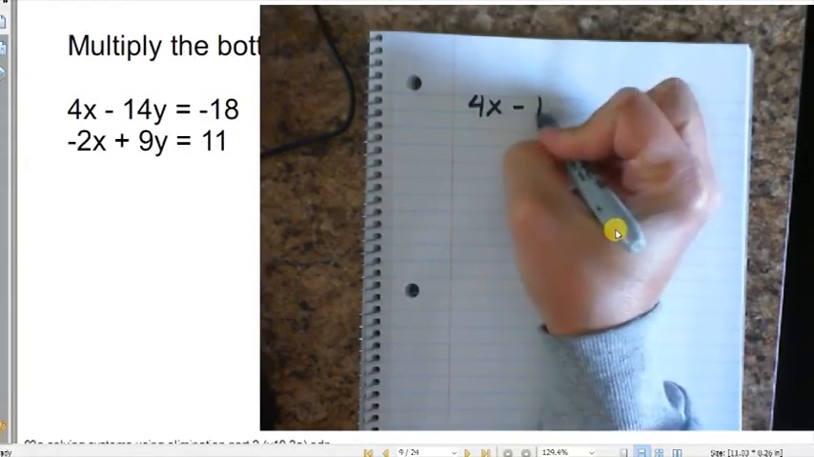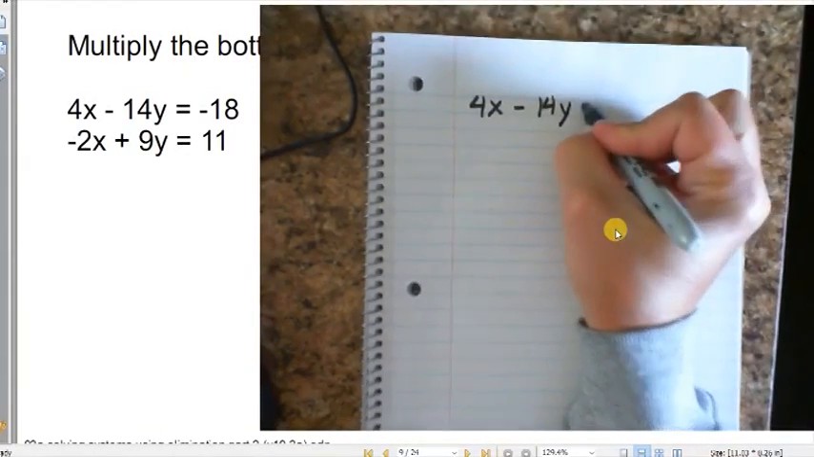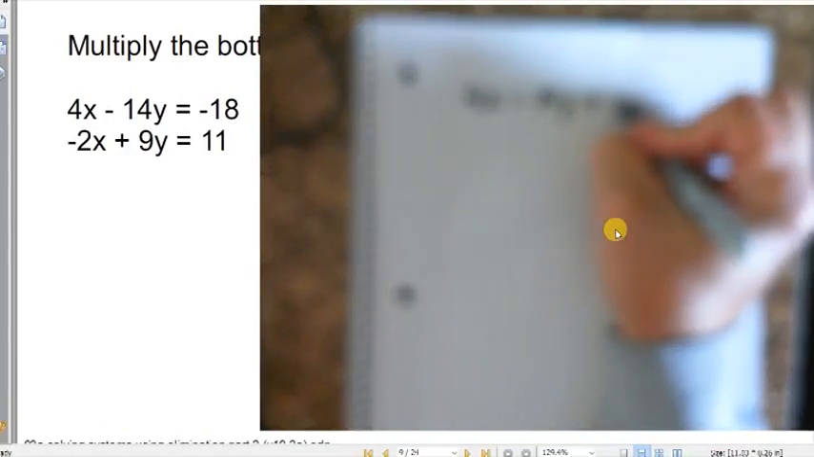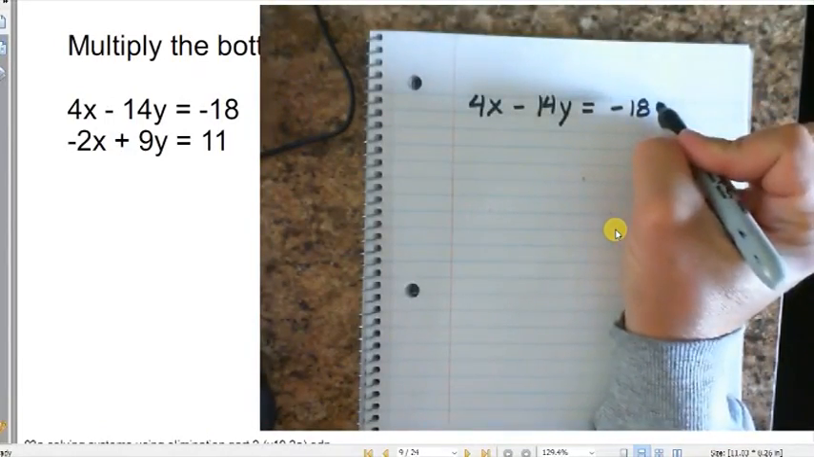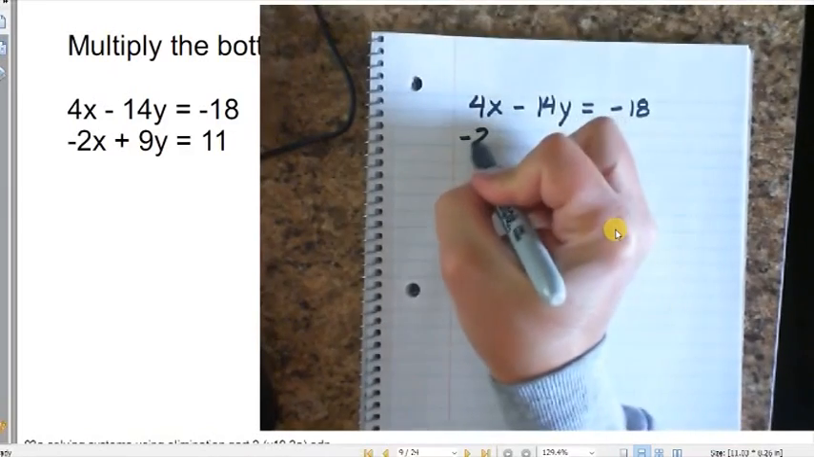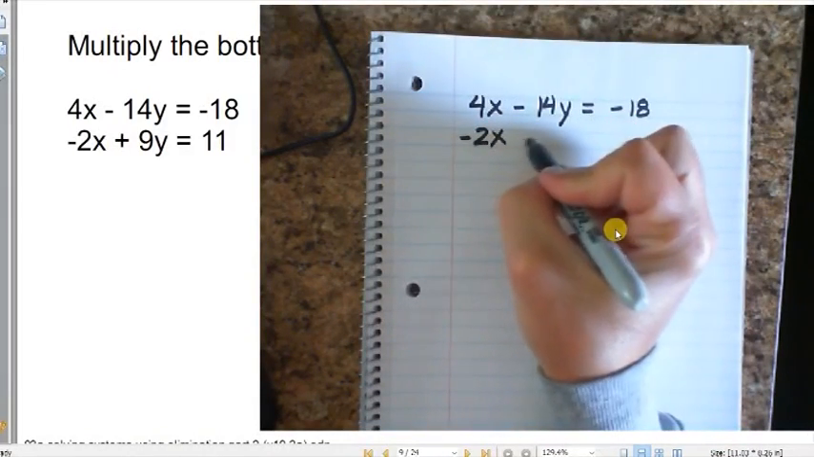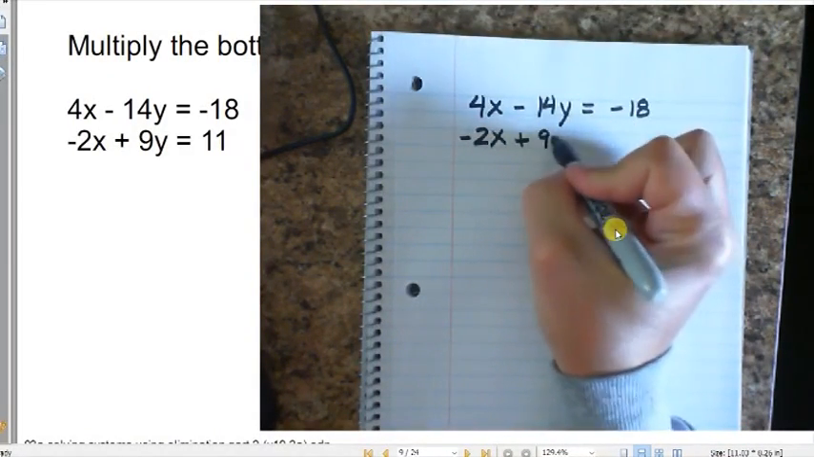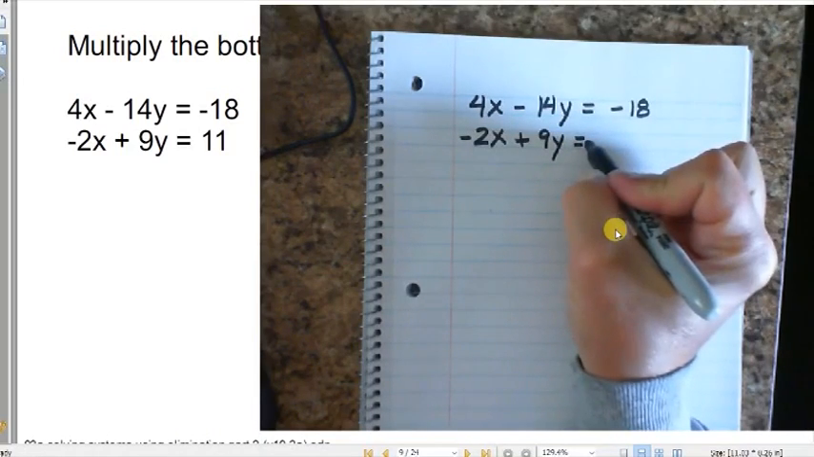4x minus 14y equals -18. 2x plus 9y equals 11.